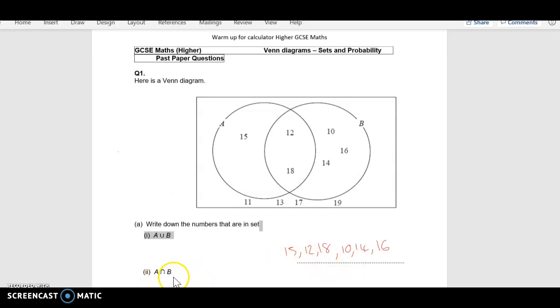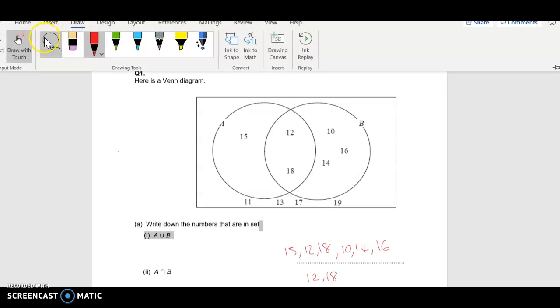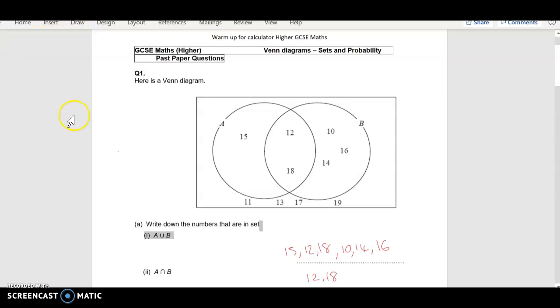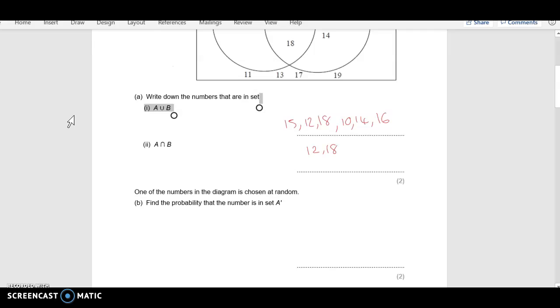Right, next part of the question is A intersection B. So that's everything that's in A and B. Okay, so pause and have a go at that. Okay then, yes, so your answer is just the ones in the middle, which is 12 and 18. Okay then, good.